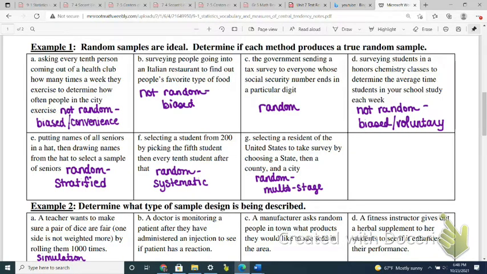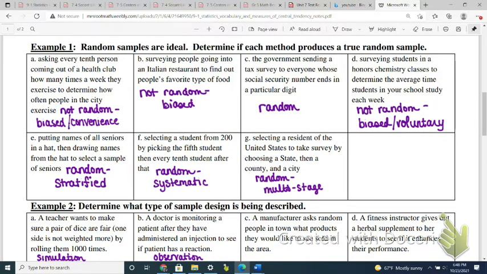A doctor is monitoring a patient after they have administered an injection to see if the patient has a reaction. This is just an observation. They gave the injection, now they're sitting back watching, making sure nothing happens. This happens when people go get allergy shots every time they go into the office. They get the shot, then they have to sit in the waiting room to make sure they don't have a reaction.